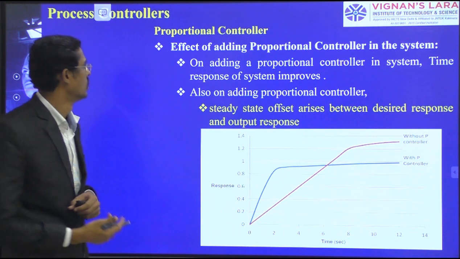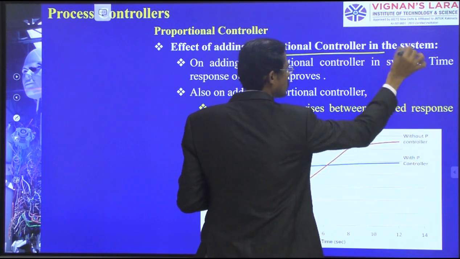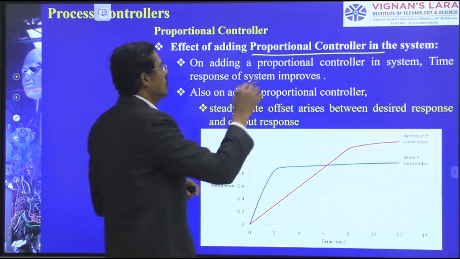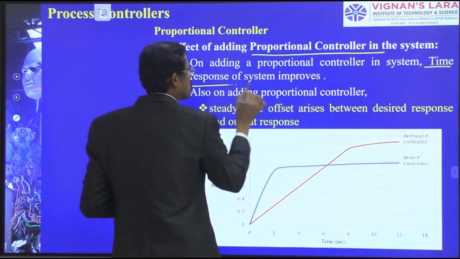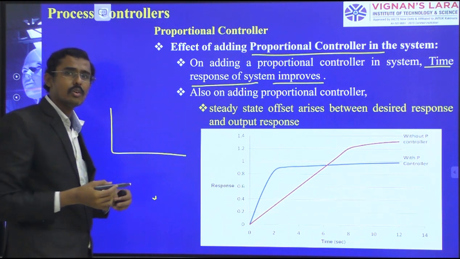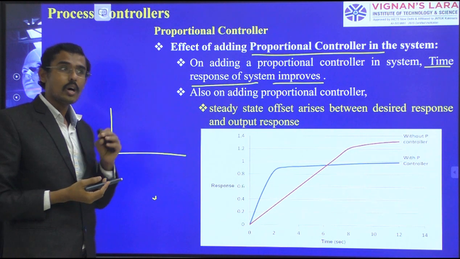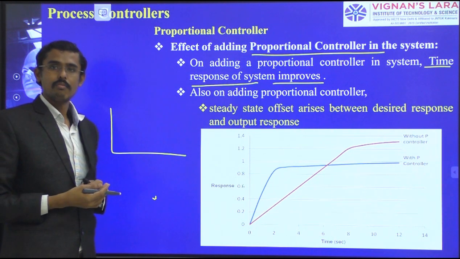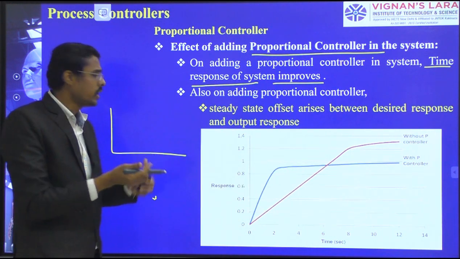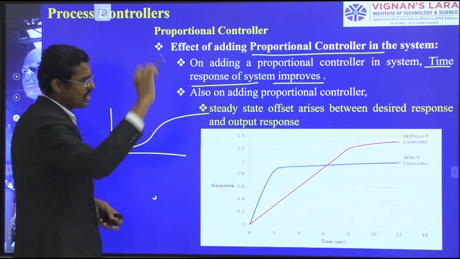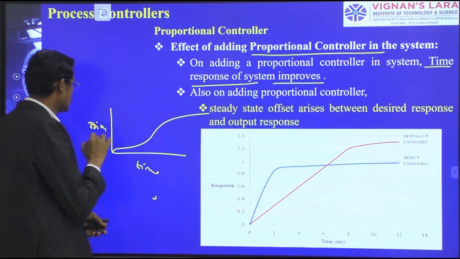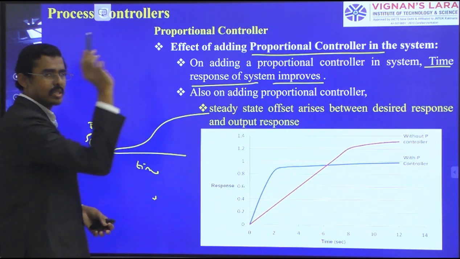The effect of adding proportional control in the system, what happens? On adding a proportional control in a system, the time response of the system improves. Because when the proportional control is not there, we don't know what we are doing. We don't know at what speed we should walk to reach the 50-meter distance. That is why we randomly started and reached there. Somehow with respect to time, distance and speed, we do something.